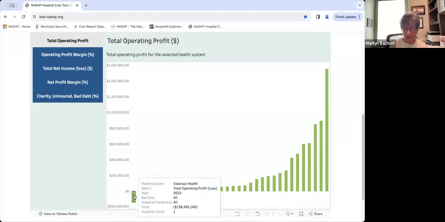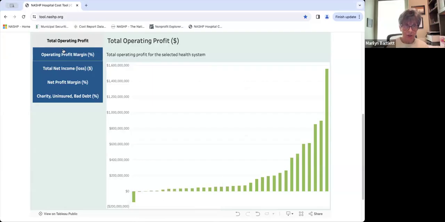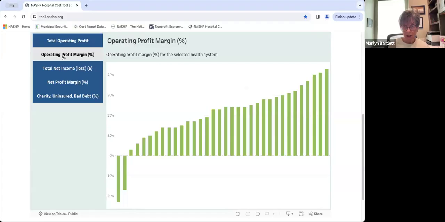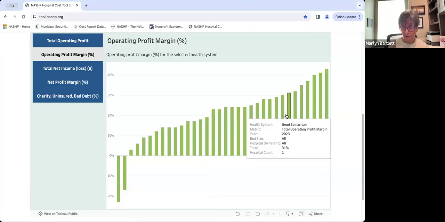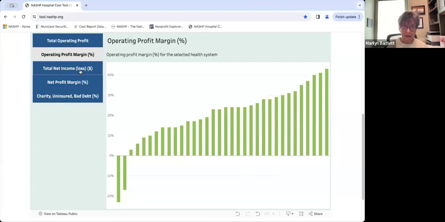I want to point out Eskenazi. We've done some work with Indiana, and we know that Eskenazi is a hospital that really serves a community much in need. And so you're going to see them throughout, maybe at the low end on some of these charts. Operating profit margin, again, you'll see that Eskenazi's running at -23. You'll see that these different systems here, Ascension, a big one with 15 hospitals, 28%. So you'll need to hover over.